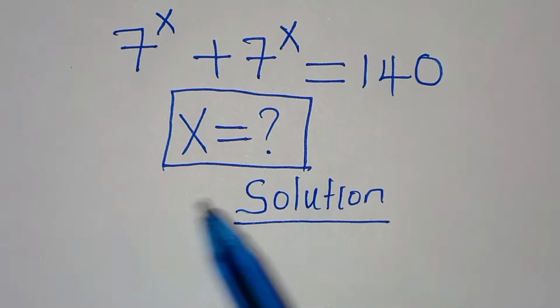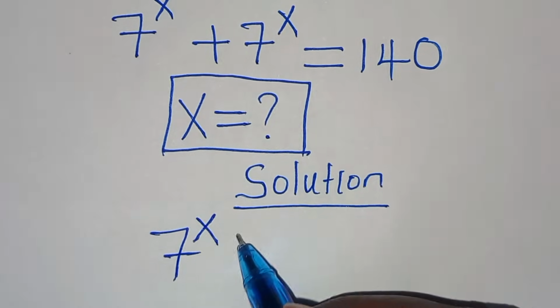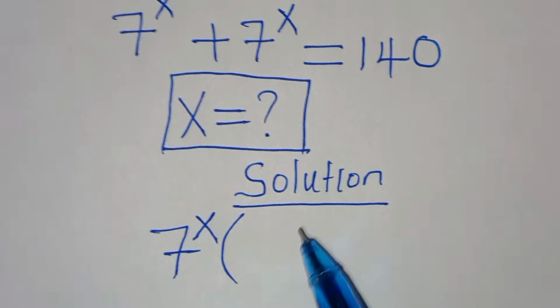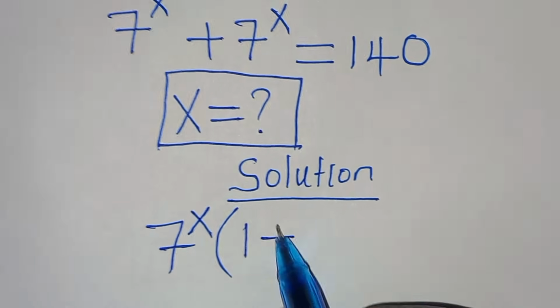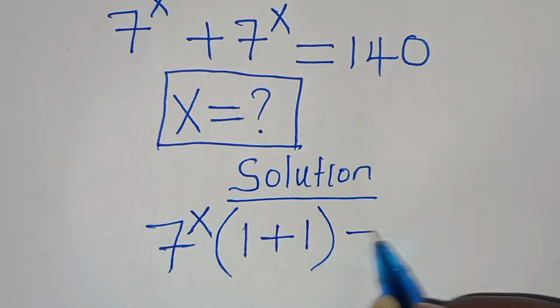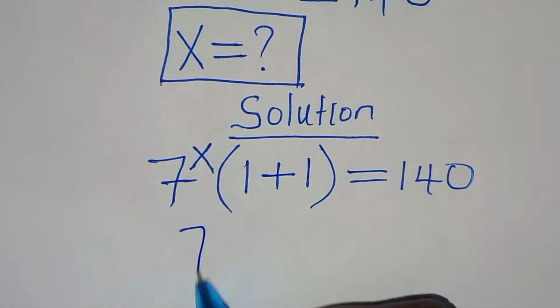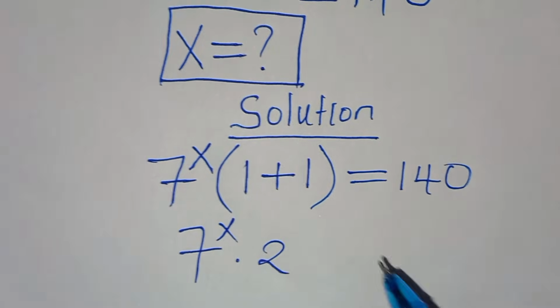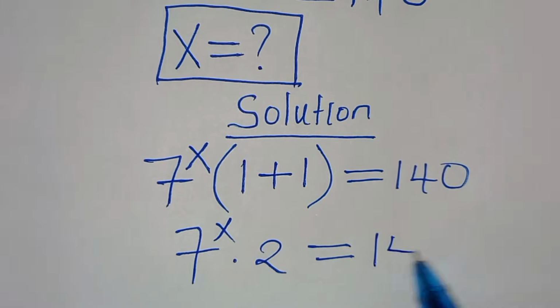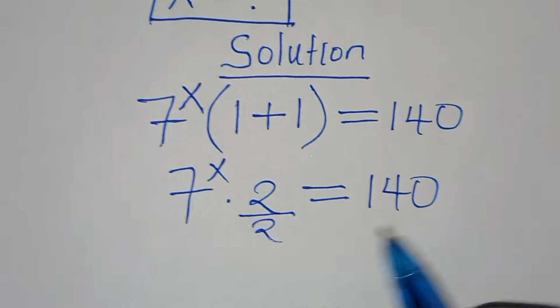7 to the power of x here is common, so we can factor out 7 to the power of x, so that now into the parentheses, we have 7 to the power of x divided by 7 to the power of x, this is 1, then plus 1, this is equal to 140. So this is 7 to the power of x multiplied by 1 plus 1, this is 2. Then this is equal to 140. So let's divide both sides by 2.